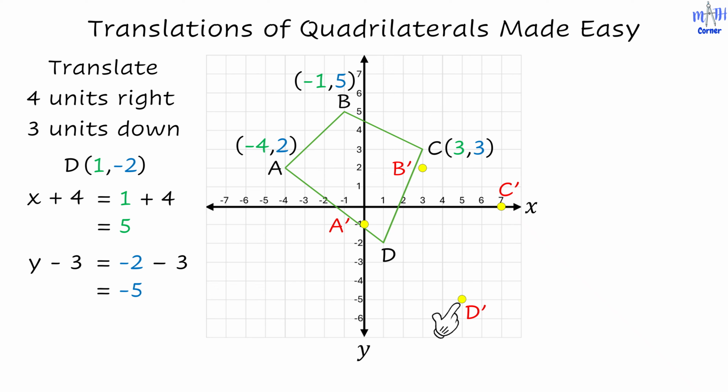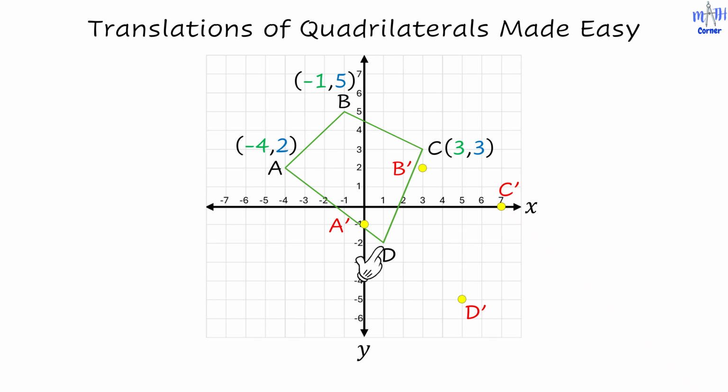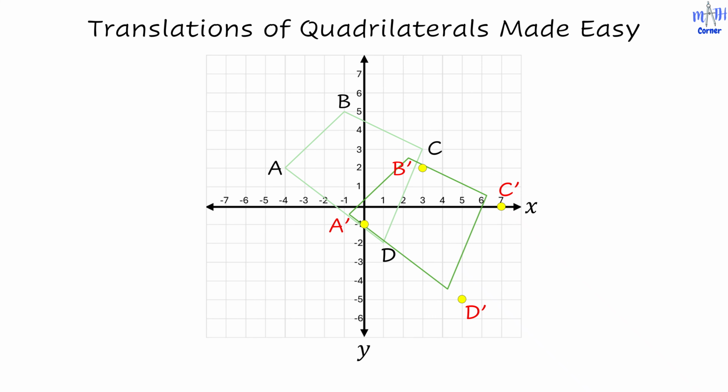Now plot all the new points. A prime at (0, -1), B prime at (3, 2), C prime at (7, 0), and D prime at (5, -5). Then connect the vertices in order. And there it is. The translated quadrilateral. Same shape. Same size. Just moved to a new location.